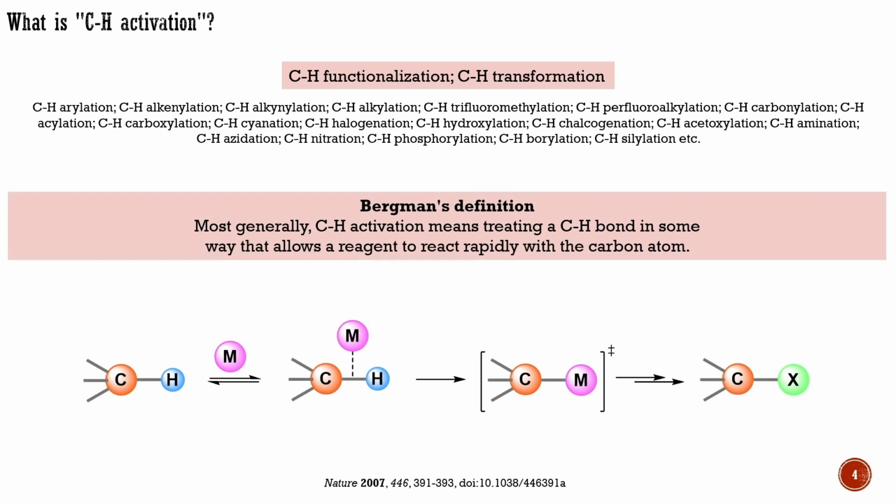Most generally, CH activation means treating a CH bond in some way that allows a reagent to react rapidly with the carbon atom. This activation can be achieved by most transition metals, which can serve as catalysts.